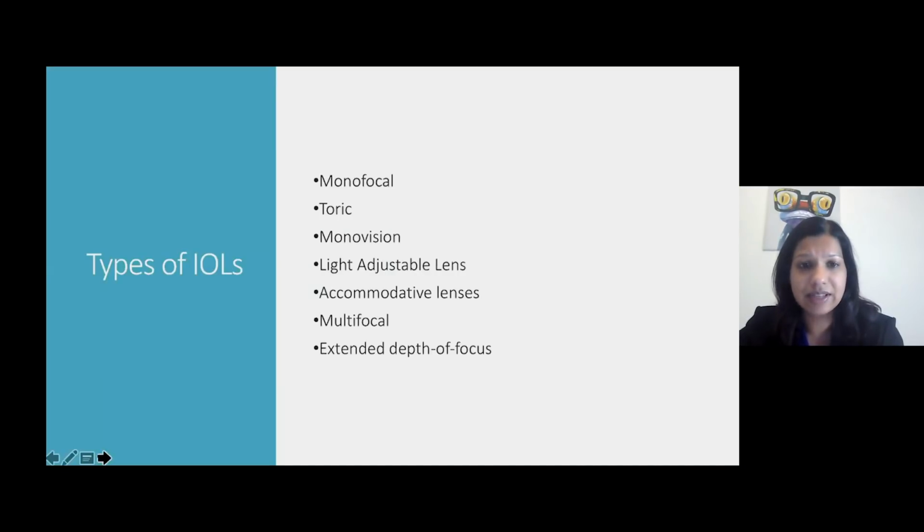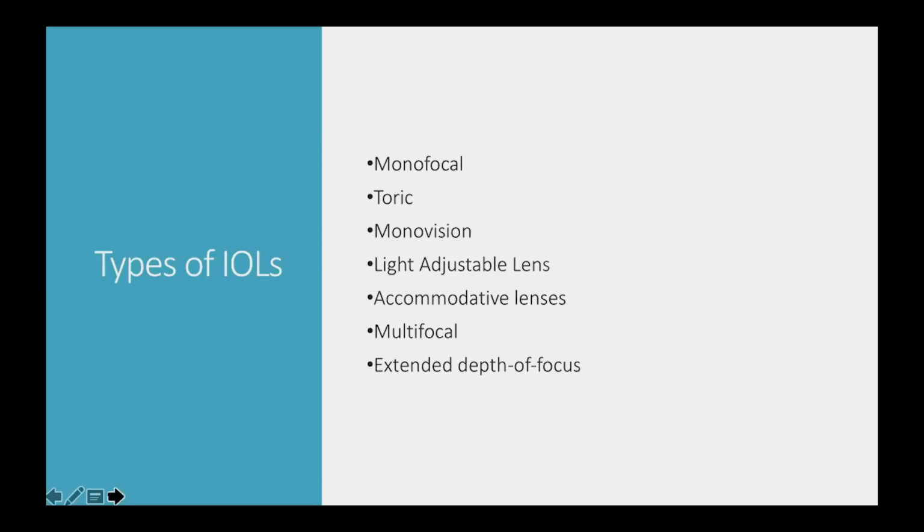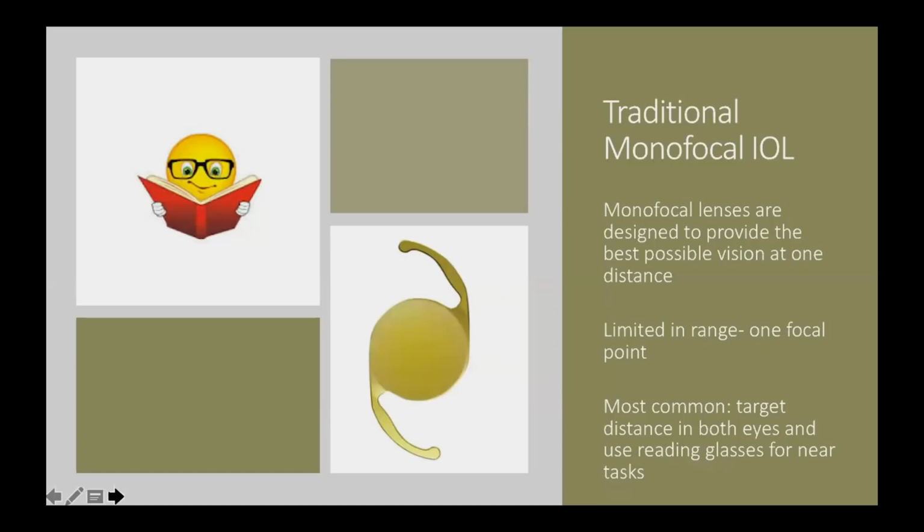So there are many different types of IOLs, and I'll go through all of these separately. There's monofocal. Monofocal means that the lens will correct for one distance. Toric means that it corrects for astigmatism as well as whatever distance it's correcting for. There's something called monovision, where each eye targets a separate distance. So one eye would be corrected for near, and one eye would be corrected for far. There are also premium lenses, and these include the light adjustable lens, accommodative lens, multifocals, and extended depth of focus. And I'm going to go through all of these individually.